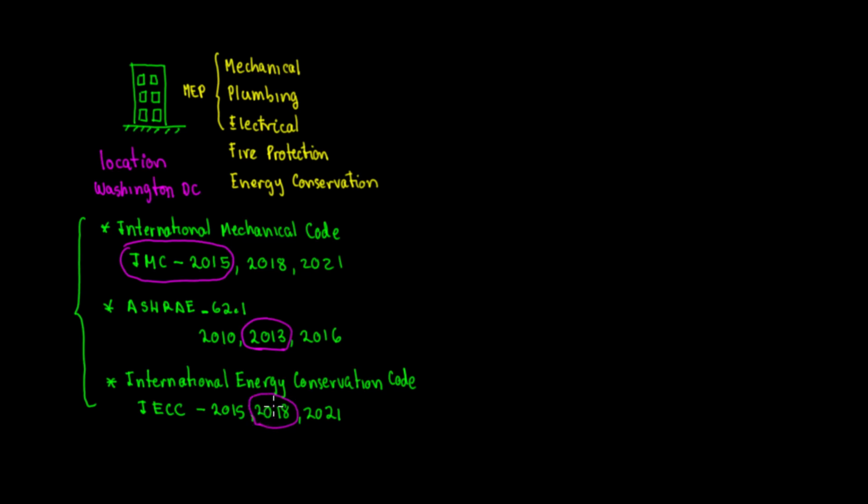Also, we don't have to get confused, because when we go online, sometimes you're going to see the Washington or District of Columbia Mechanical Code, Building Code, or Energy Conservation Code of DC.